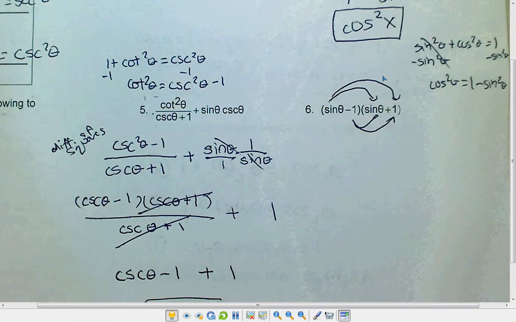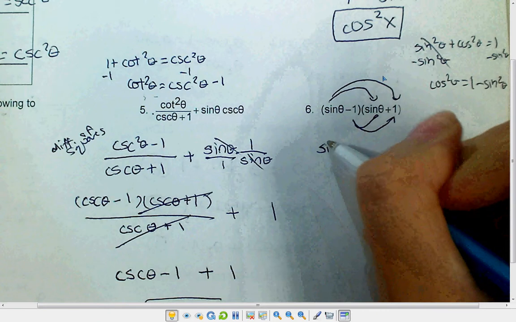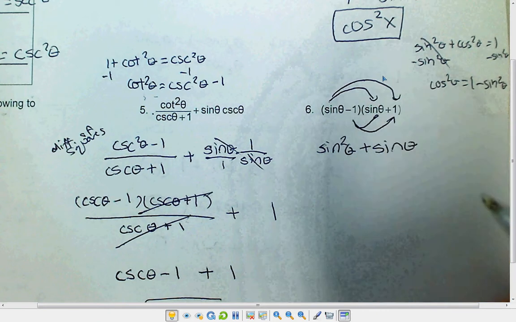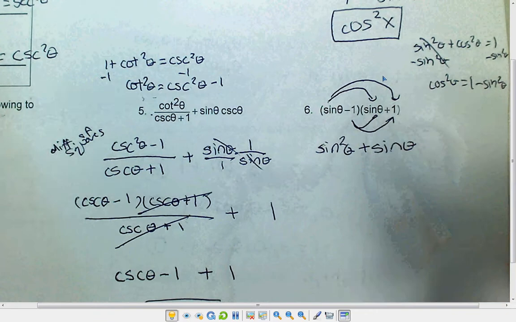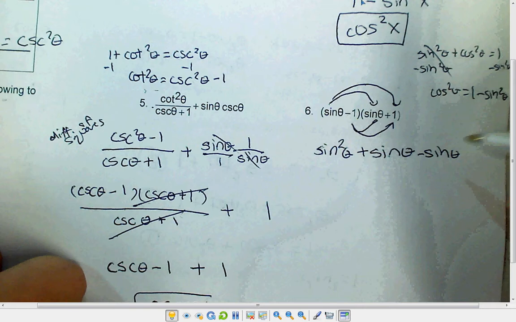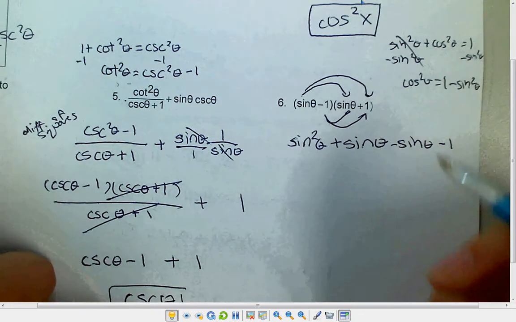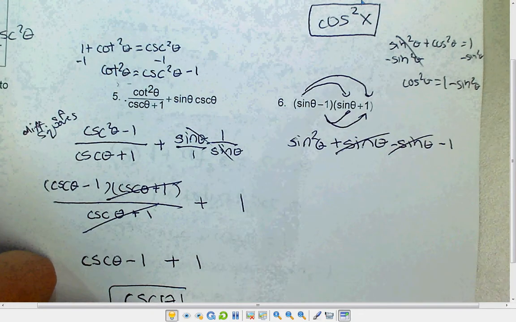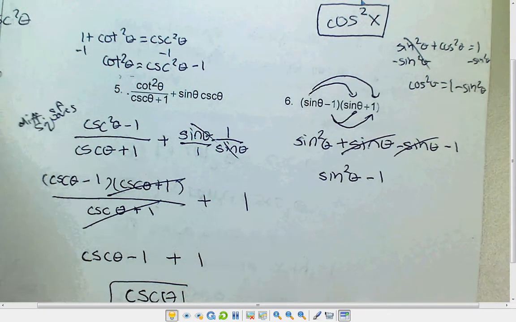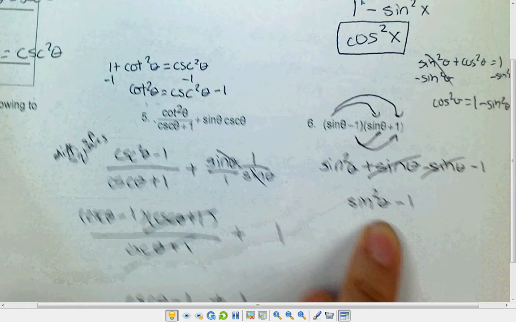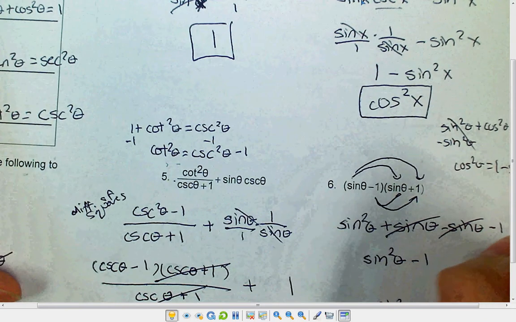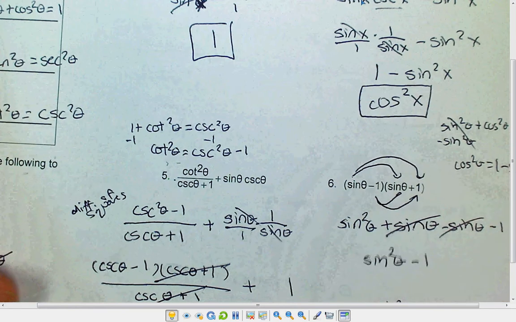So sine times sine gives us sine squared. Sine times 1 just gives me 1 sine. Negative 1 times sine gives me negative sine. And then negative 1 times 1 gives me negative 1. My plus sine and my minus sine cancel each other out, so I'm left with sine squared minus 1. And so because this is squared, I can actually now use this identity right here. So I have sine squared plus cosine squared equals 1.